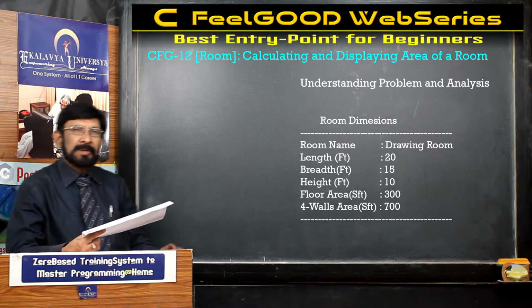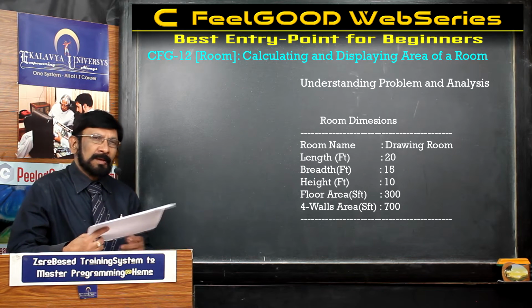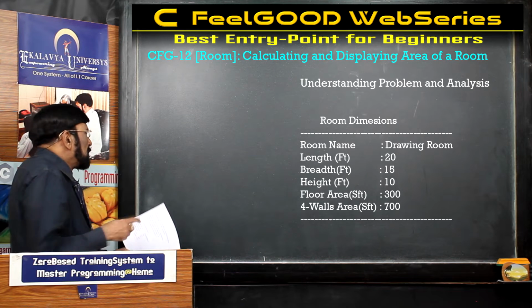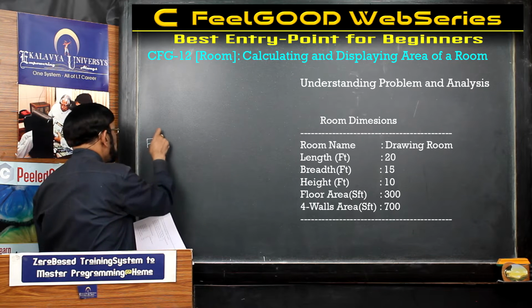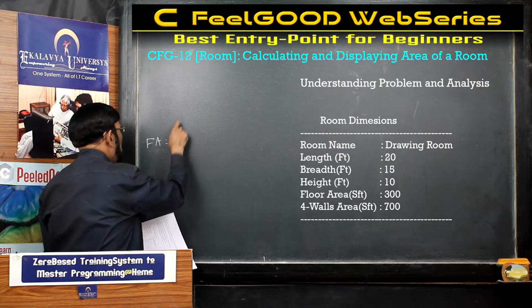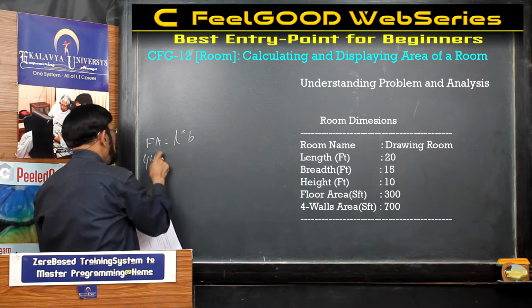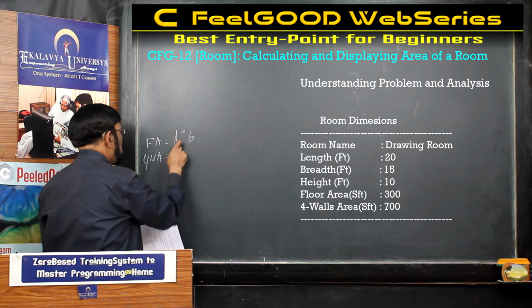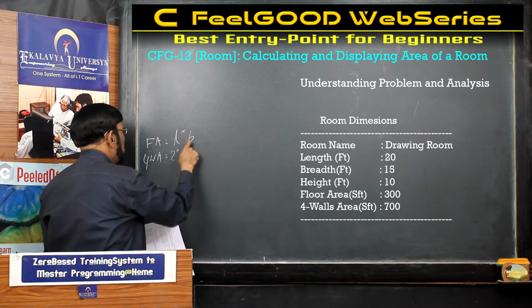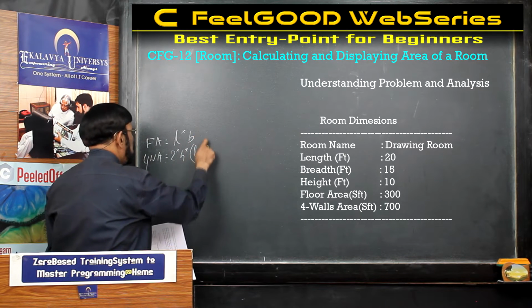And one more thing, here are the formulae. One is floor area. Floor area is length into breadth. Four walls area is 2 into h into L plus B.